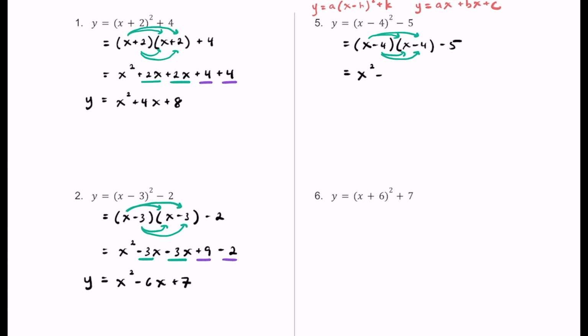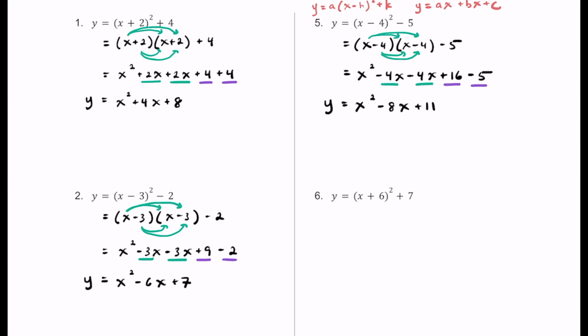X times negative 4 is negative 4x. Negative 4 times x is another negative 4x. Negative 4 times negative 4 is positive 16, and we have a minus 5. Checking out our like terms here, negative 4x, it's going to double up there. And then we have a positive 16 and a negative 5. Those are going to combine as well. So we're going to get x squared, then negative 4 twice makes negative 8, so minus 8x. And then 16 minus 5 is going to be positive 11.